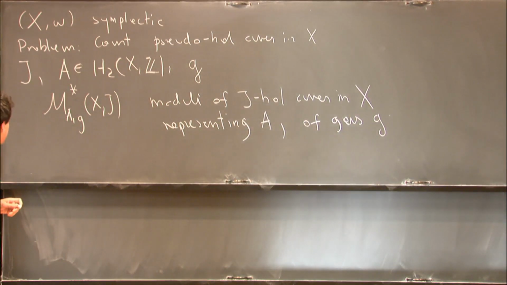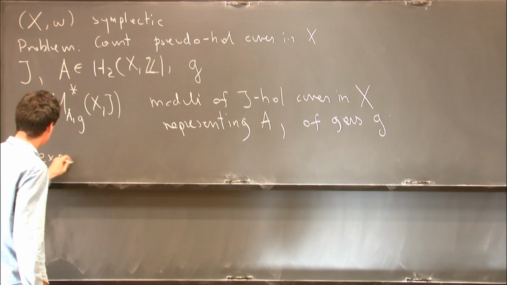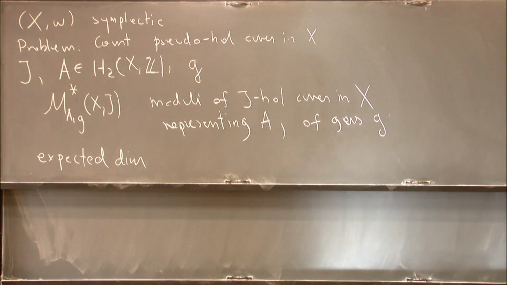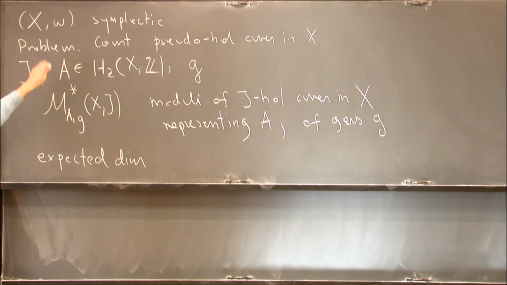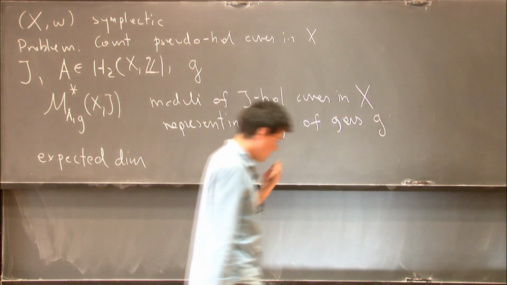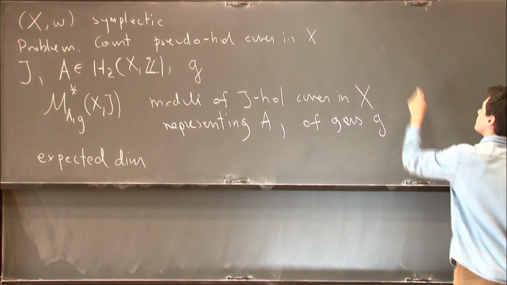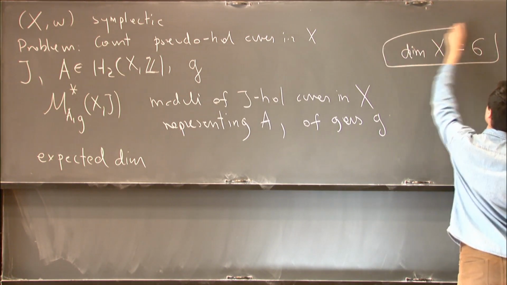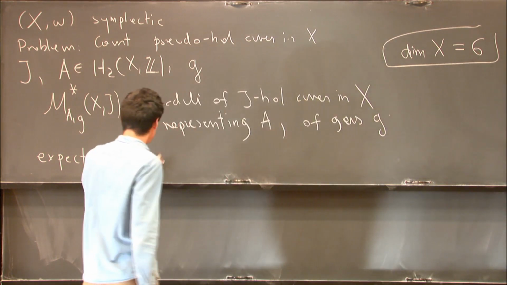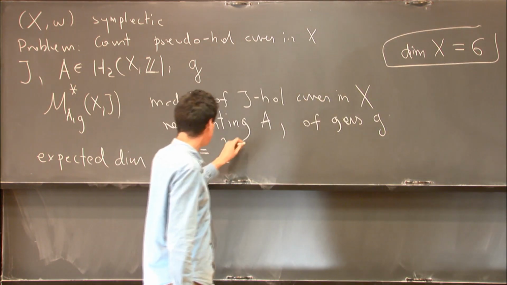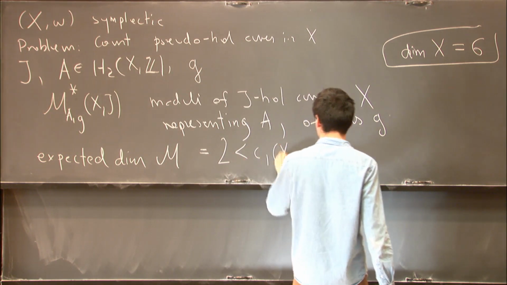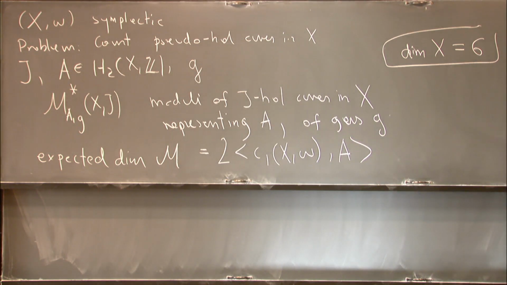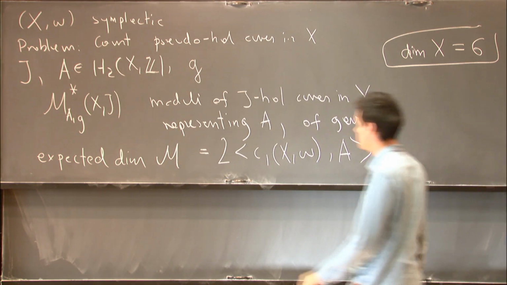In particular, it has an expected dimension given by the Riemann-Roch formula. So this problem of counting holomorphic curves is particularly interesting when the dimension of your manifold is 6. And this is the case I want to focus on today, in which case the expected dimension of this moduli space is given by a simple formula. It's 2 times the pairing of the first Chern class of X with this homology class A. So in particular, it does not depend on the genus.